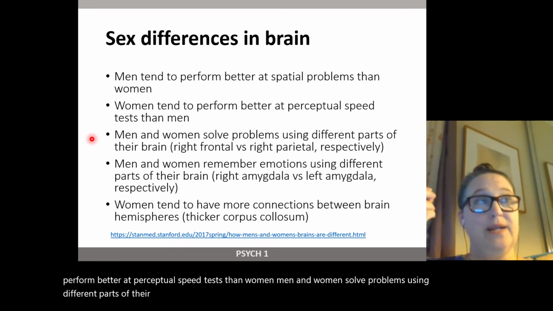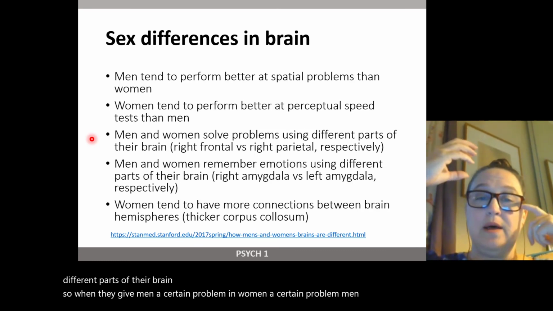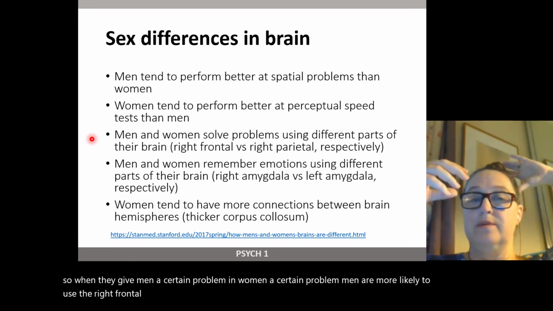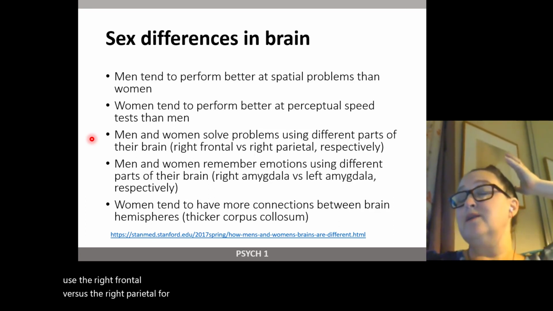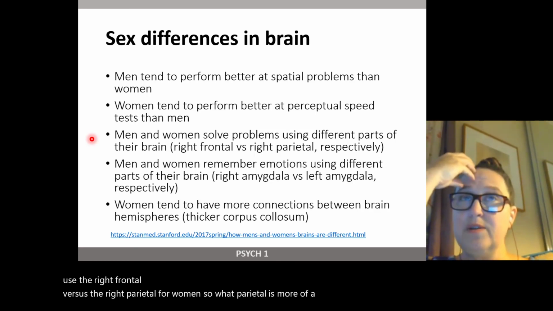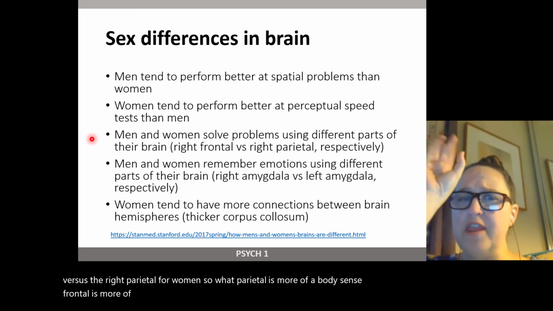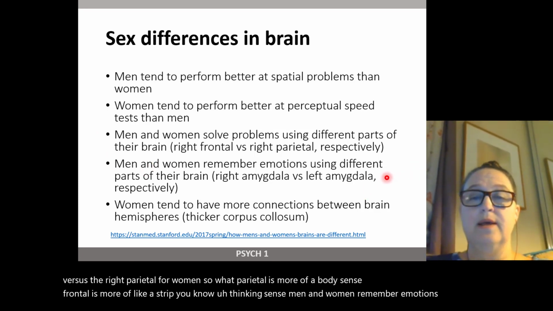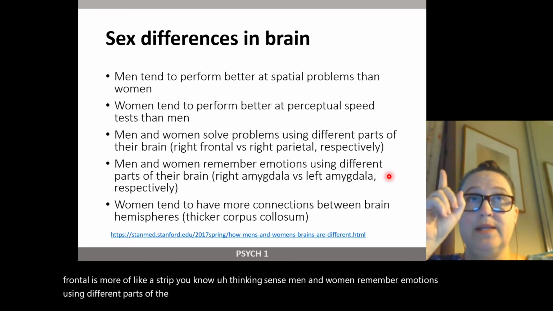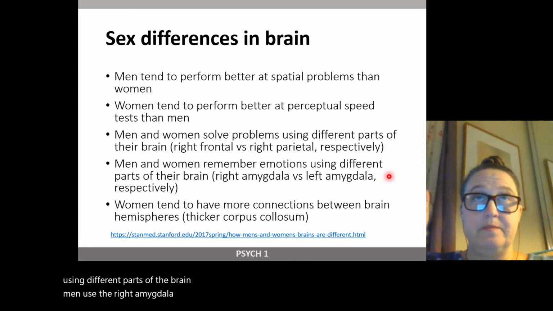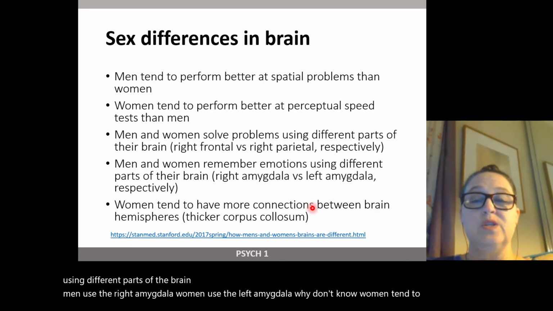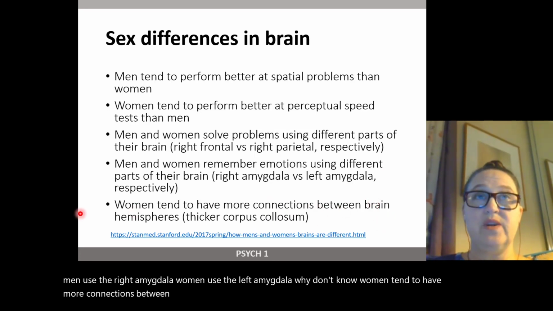When they give men a certain problem and women a certain problem, men are more likely to use the right frontal versus the right parietal for women. Parietal is more of a body sense, frontal is more of a thinking sense. Men and women remember emotions using different parts of the brain. Men use the right amygdala, women use the left amygdala. Why? Don't know. Women tend to have more connections between the brain hemispheres.